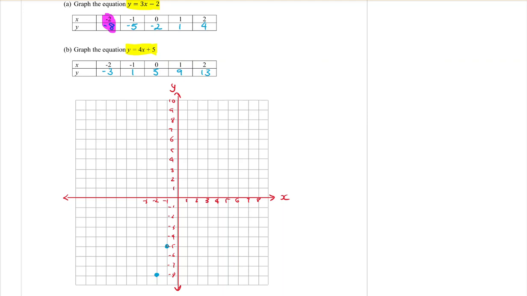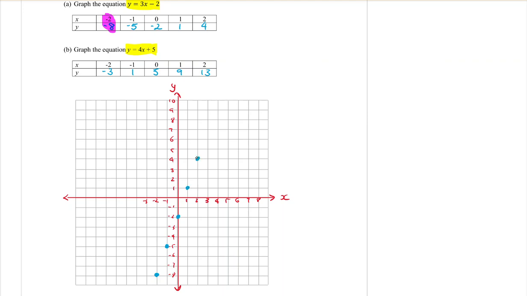Moving on to the next one. 0, -2. So 0 is right in the middle. -2, go down, sitting on that line. Next one, x is 1, y is 1. So x is 1, up this time to +1. And the last one is 2, up to 4.